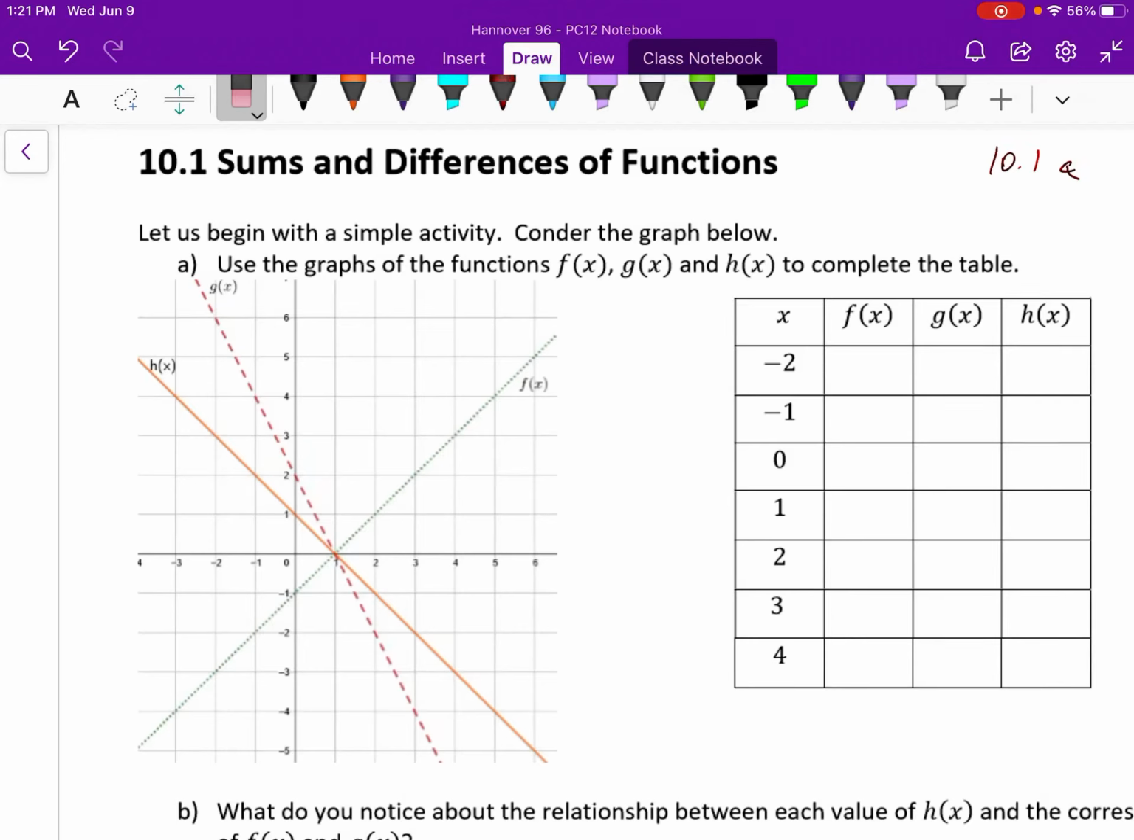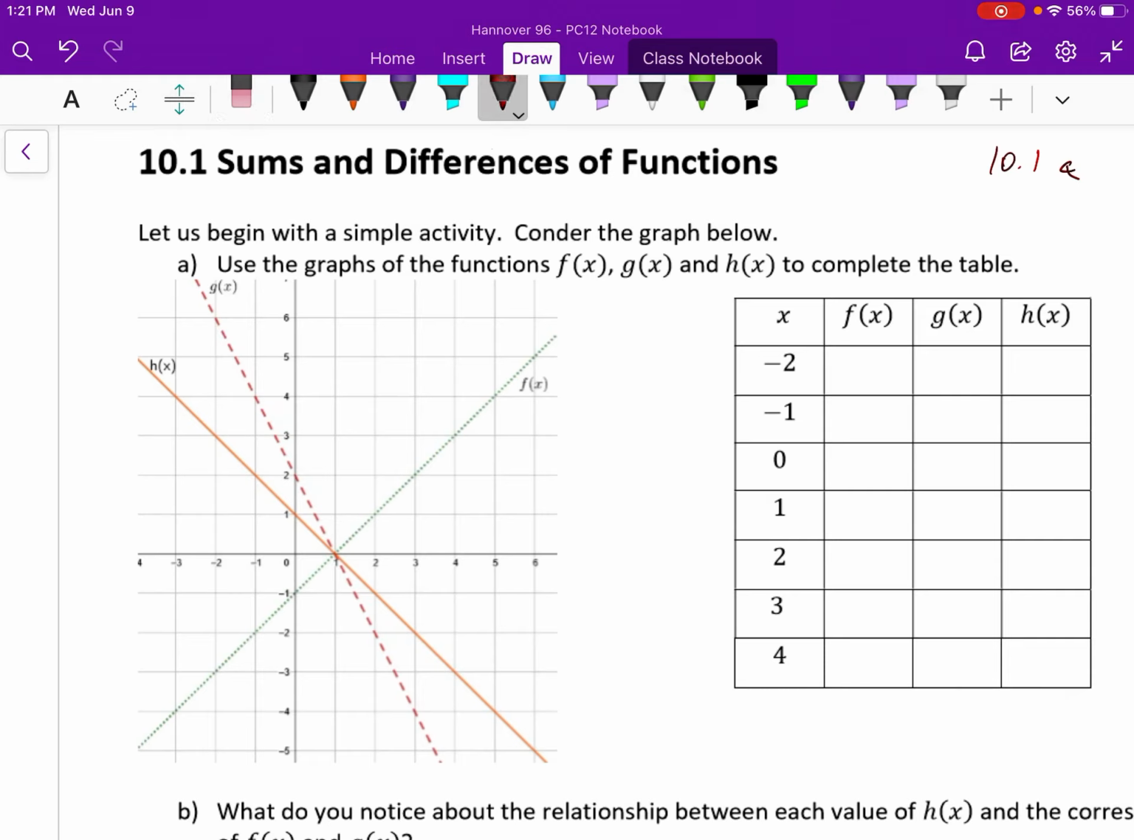The sum and differences of functions. So we're going to get into a simple activity to demonstrate that we can add and subtract functions. We're going to consider three graphs below, f of x, g of x, and h of x, and we're going to complete the table.